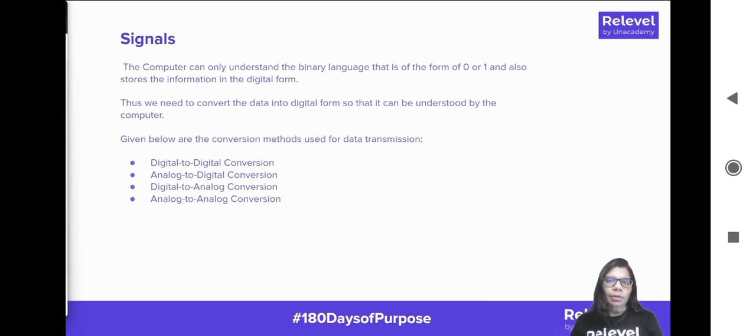So this was pretty much about your signals and how data communication is done. I hope this is clear to you.